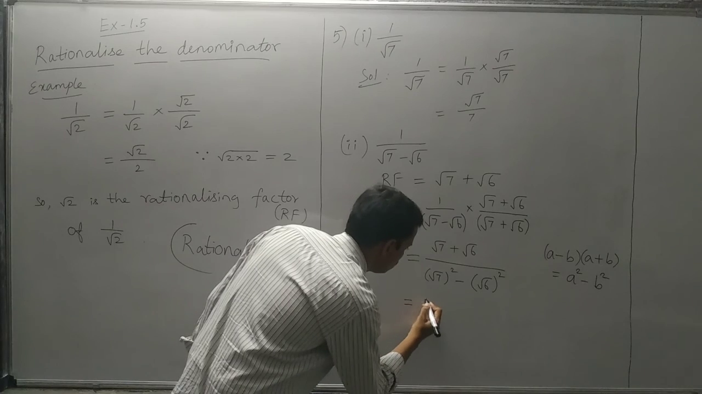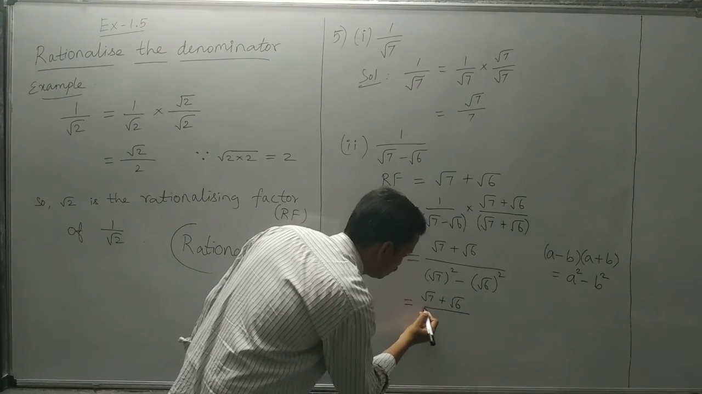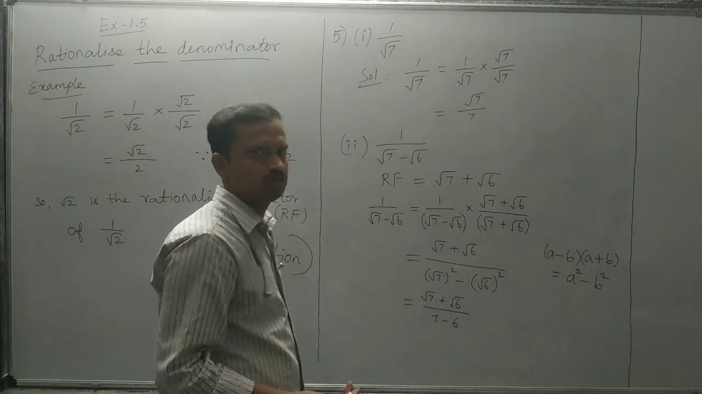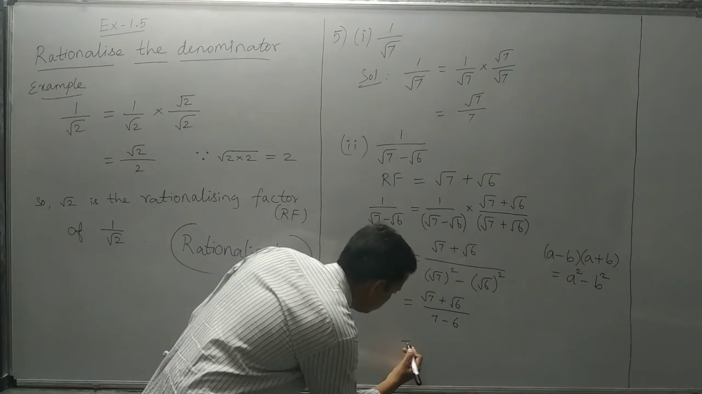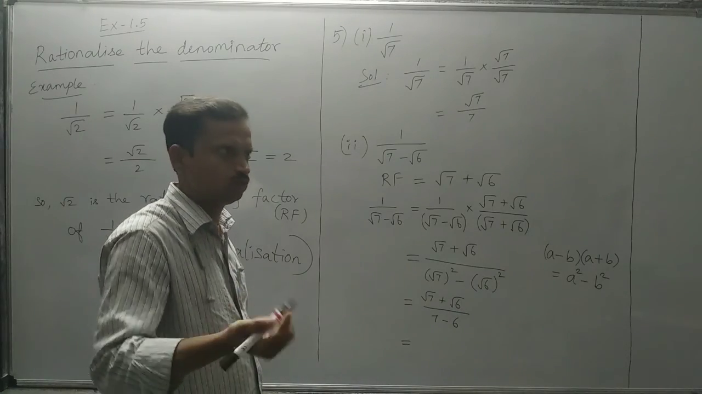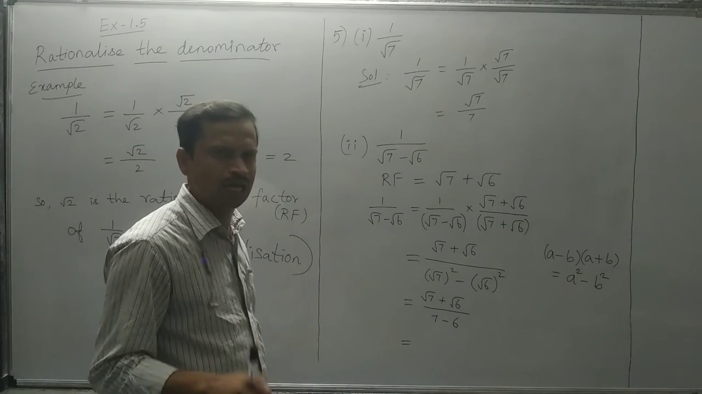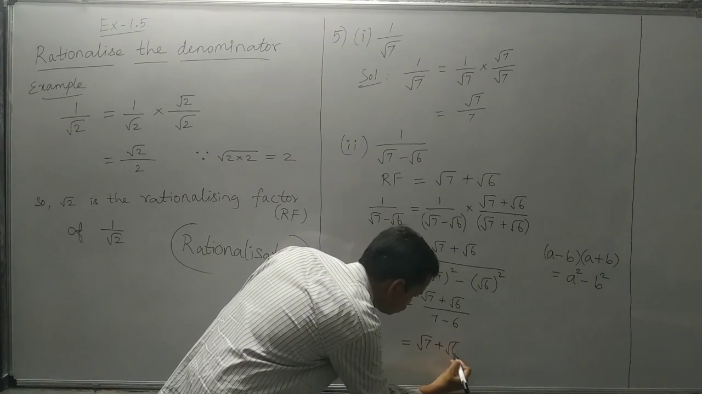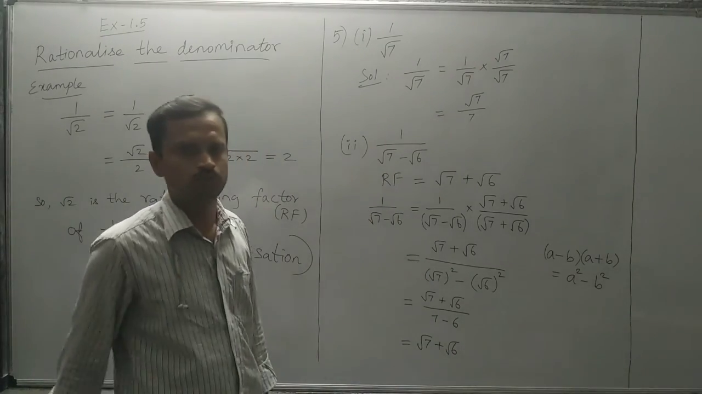And again, the numerator is the same, root 7 plus root 6, by this becomes 7 and this becomes 6. Root 7 the whole square is 7. Root 6 the whole square is 6. And now easily the denominator becomes 7 minus 6, 1. So you don't need to put 1 in the denominator. So as it is, the answer is root 7 plus root 6. That is divided by 1, so no need to put it.